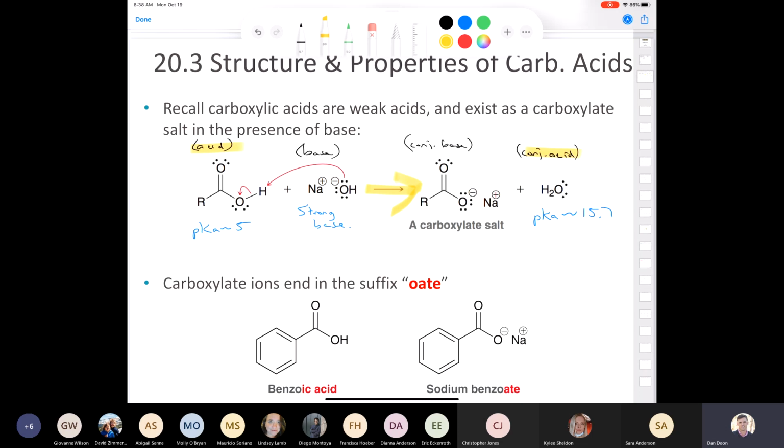Now, you might be wondering, how would I name a carboxylate salt? And the answer is you replace the -ic suffix with -ate. It says here that carboxylate ions end in the suffix -ate. So we take the -ic acid and we replace it with -ate. So we have sodium benzoate. And let me just write in here that when you're doing this, the first step should be to name the cation first. Okay, we name the cation first. And since it's a sodium cation, we never change that. So it's just sodium benzoate.